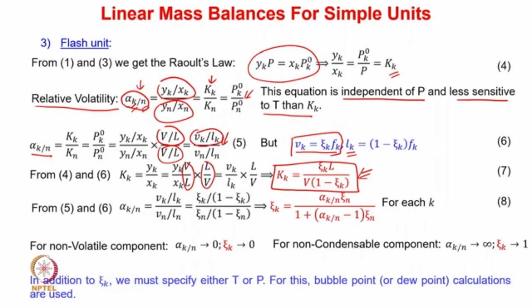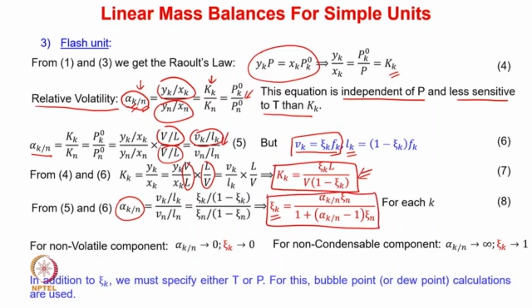Now similar to that, we can rearrange the equation for alpha kn. Alpha kn is the relative volatility. Here relative volatility is given by what? Vk divided by Lk divided by Vn by Ln. So now Vk by Lk is zeta k divided by 1 minus zeta k, and Vn by Ln is nothing but zeta n divided by 1 minus zeta n. We can rearrange this equation and obtain the expression of zeta k. So zeta k is given by alpha kn into zeta n divided by 1 plus alpha kn minus 1 into zeta n. Now this particular equation is very important.